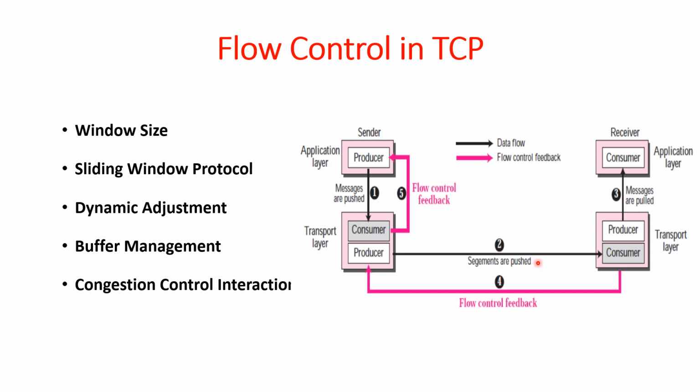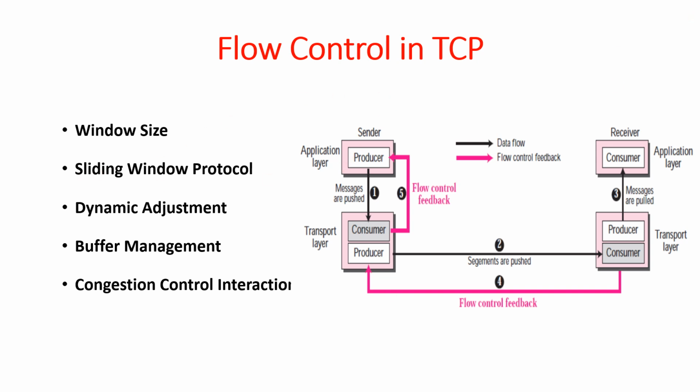Flow control in TCP ensures that the sender does not overwhelm a receiver with too much data at once. Here is a simplified overview. The first one is window size. TCP uses window size to indicate how much data the sender can send before needing an acknowledgement from the receiver. The receiver tells the sender how much buffer space is available.